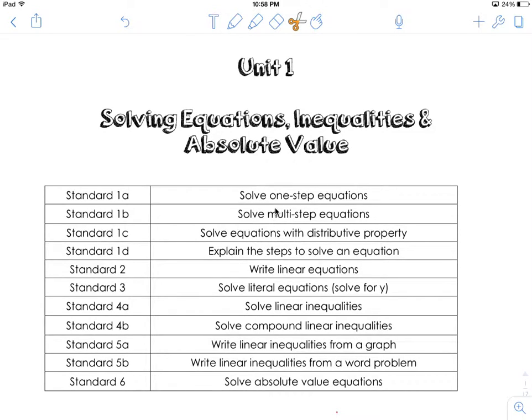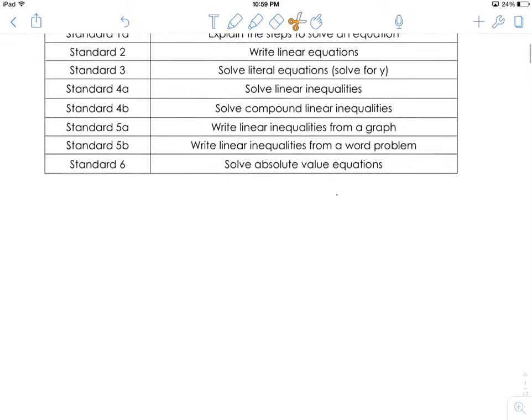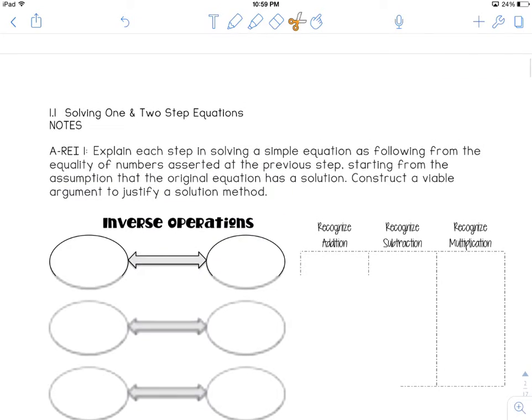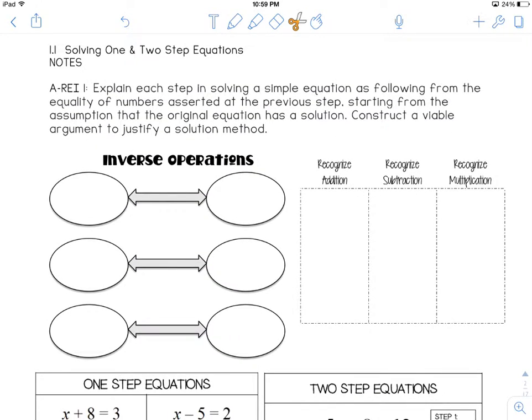This is our Unit 1 objectives. So these are all of the standards that you will be held accountable for at the end of the unit. So you can take a look at those, see what we will be learning. Our first lesson is on solving 1 and 2 step equations.